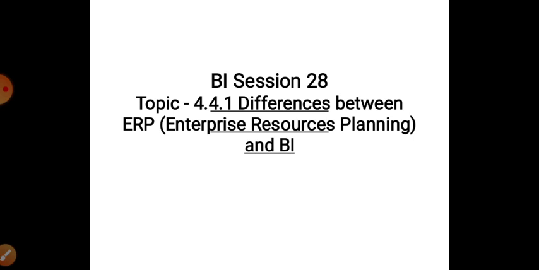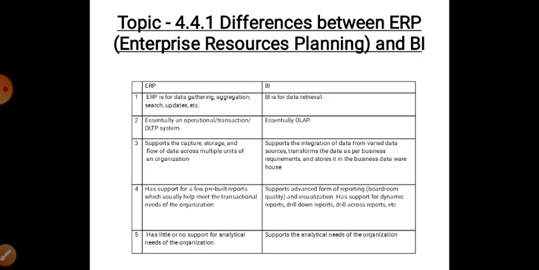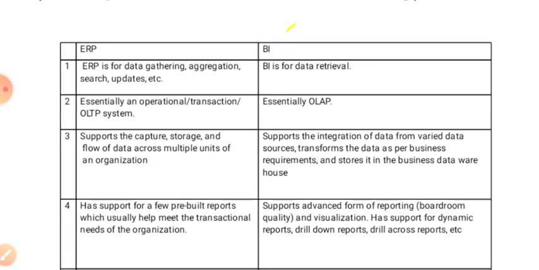We have been talking about business intelligence for so many periods. Now we shall take up one more concept in an organization called as enterprise resource planning. The name itself suggests that the resources of an enterprise are planned for a better output and benefit of the organization. So the differences between ERP and BI are listed here in form of table.